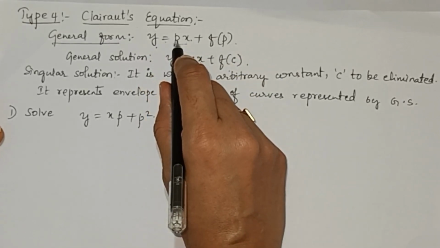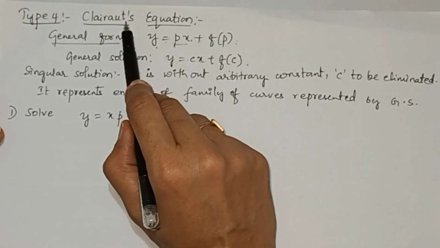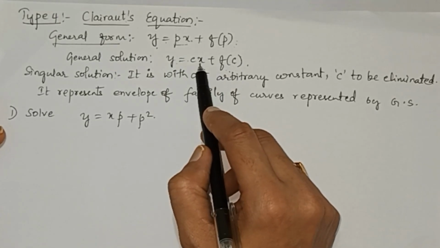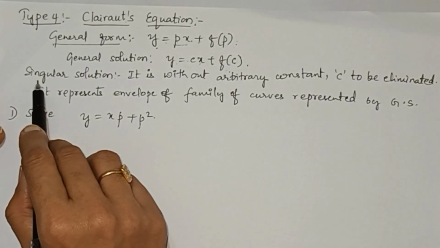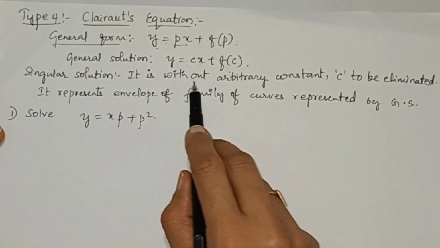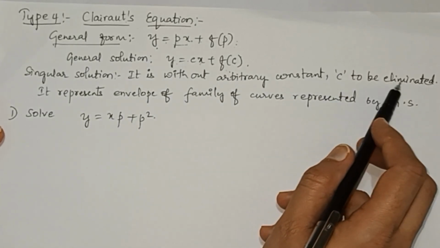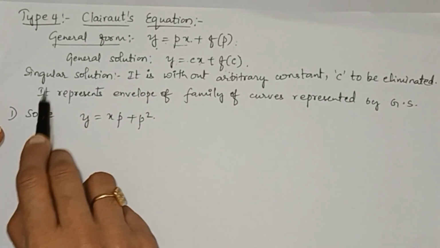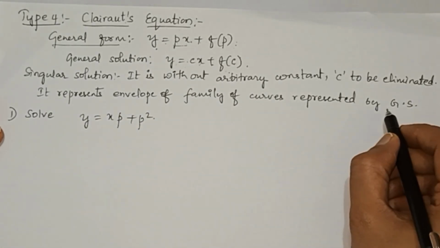This is a nonlinear and first order differential equation. This kind of equation is called as Clairaut's equation. General solution is given by replace p by arbitrary constant c, that is y equal to cx plus f of c. How to get the singular solution of this equation? Singular solution is nothing but it is without arbitrary constant c. That means the constant c to be eliminated. That solution is called as singular solution, and that singular solution represents envelope of family of curves represented by general solution.